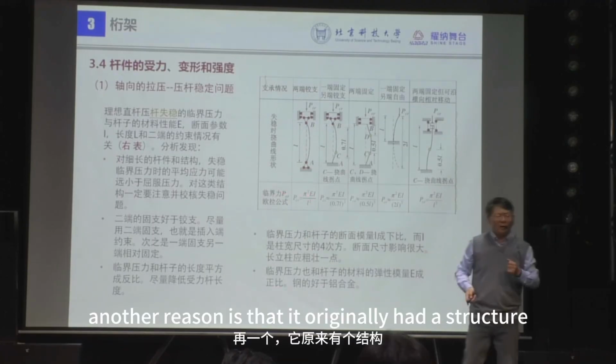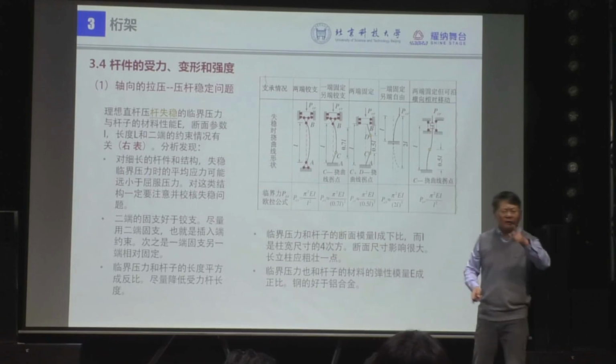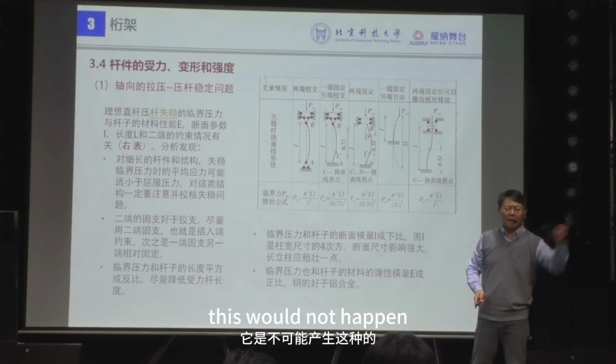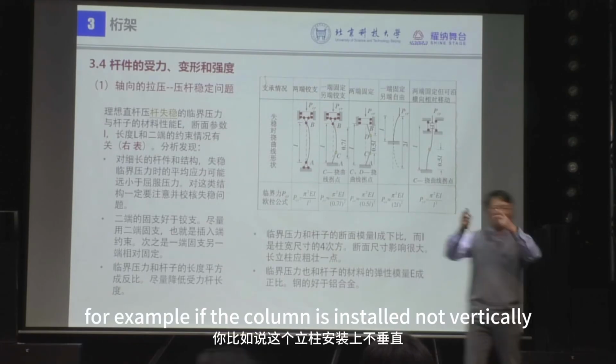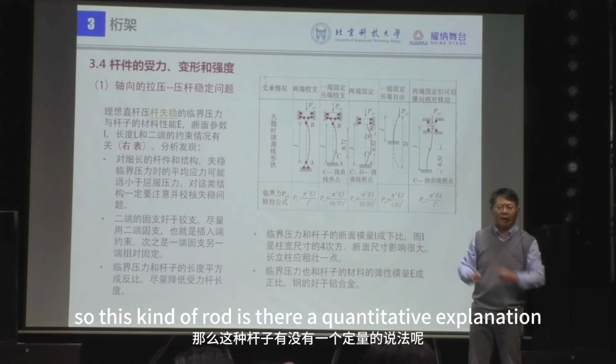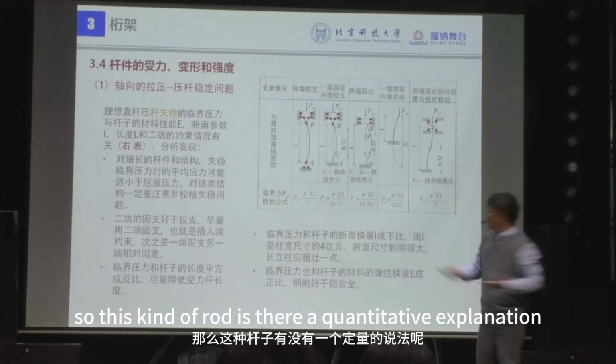Another reason is that it originally had a structure. If you think about it, if this plate remains vertical, this would not happen. For example, if the column is installed not vertically, this situation will also occur. So for this kind of rod, is there a quantitative explanation?